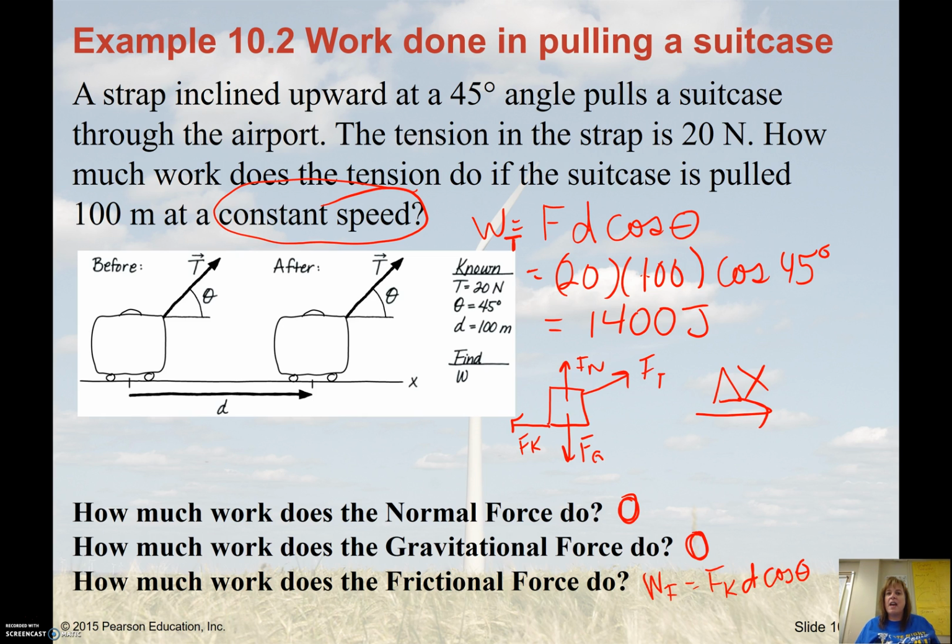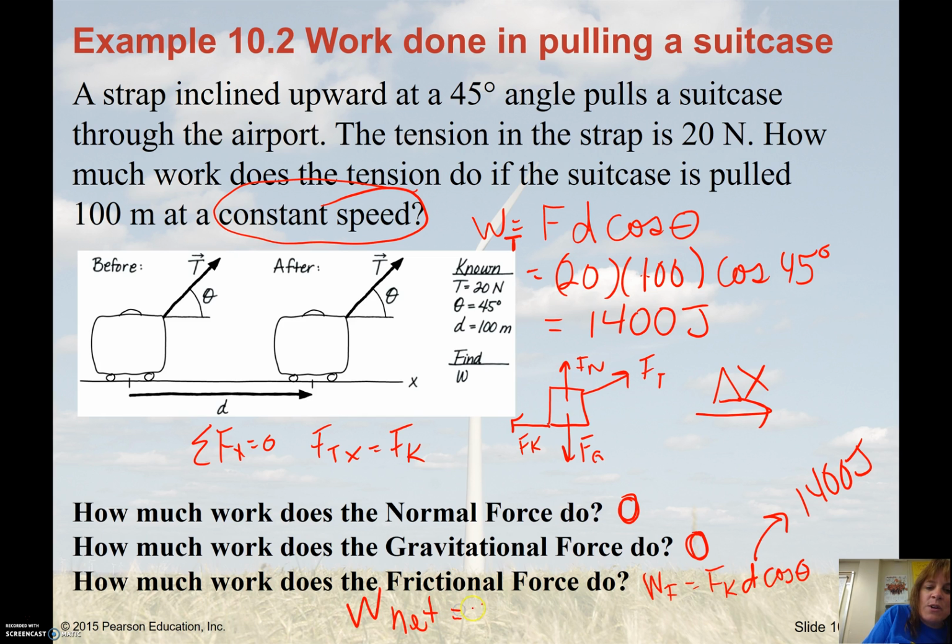So that means that the tension in the strap on the x-axis must equal the kinetic friction opposing it, right? If the sum of the forces in the x equals zero, then the tension force in the x must equal the kinetic frictional force. Wow, interesting. Guess what? The work done by friction is the exact same amount as the work done by the strap. This actually means that the net work in this case is zero.